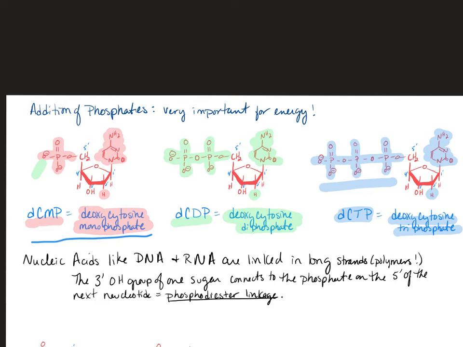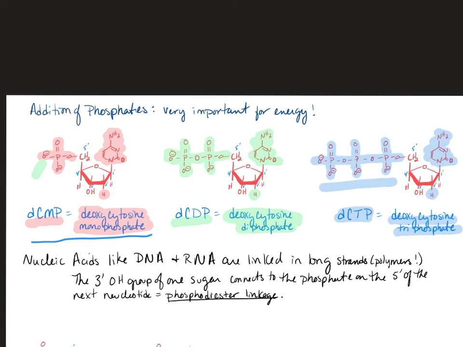So that's what it looks like when we're talking about a triphosphate, diphosphate, and monophosphate. The only difference is the number of phosphates that are connected. That's really important when we move forward. So I want to make sure that everybody understands those things, okay?